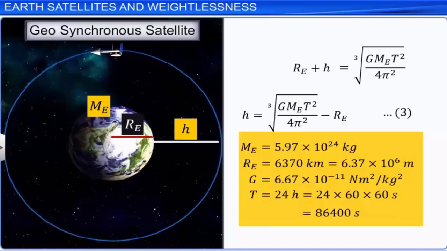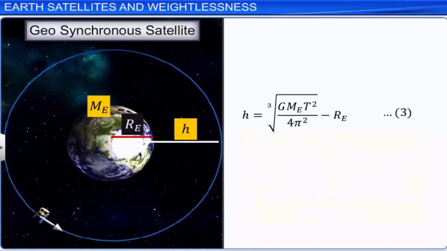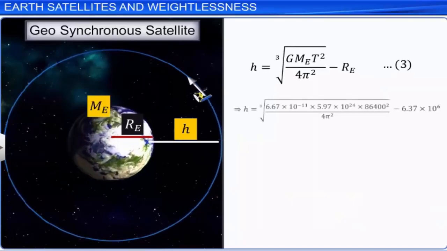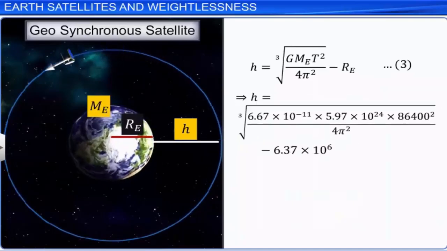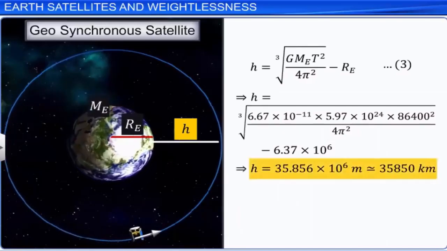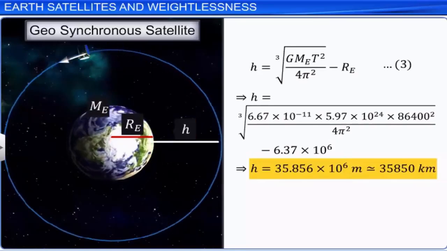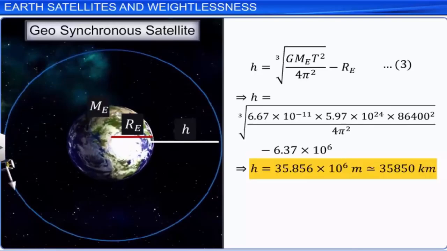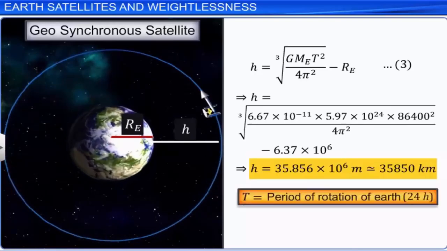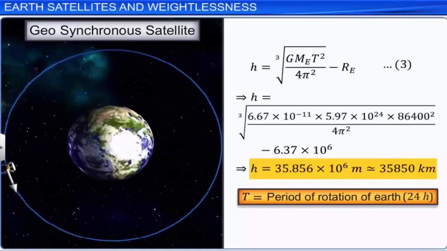Thus, a satellite whose height from the surface of the Earth is about 35,850 kilometers has a period of revolution equal to that of the period of rotation of the Earth. If the orbit of the satellite is in the equatorial plane of the Earth, then the satellite appears to be stationary relative to a position on the surface of the Earth.